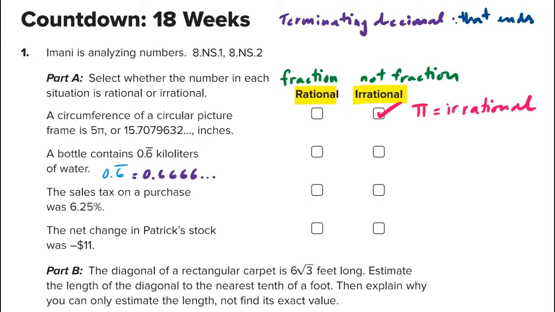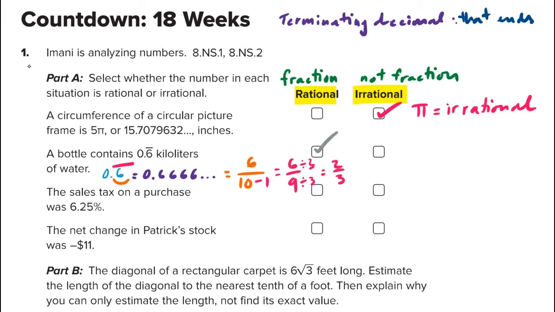So is this one rational or irrational? Can you write this in the form of a fraction? We have 0.6, that means 6 over 10. And seeing as it's a repeating 6, we're going to take away 1 at the bottom. So that will be 6 over 9, which can be rewritten, if we reduce this by 3, as 2 over 3. Seeing as it can be written in the form of a fraction, this one is a rational number.